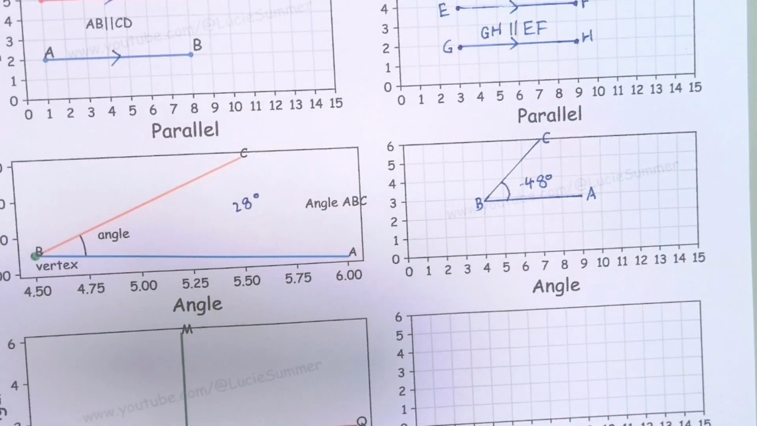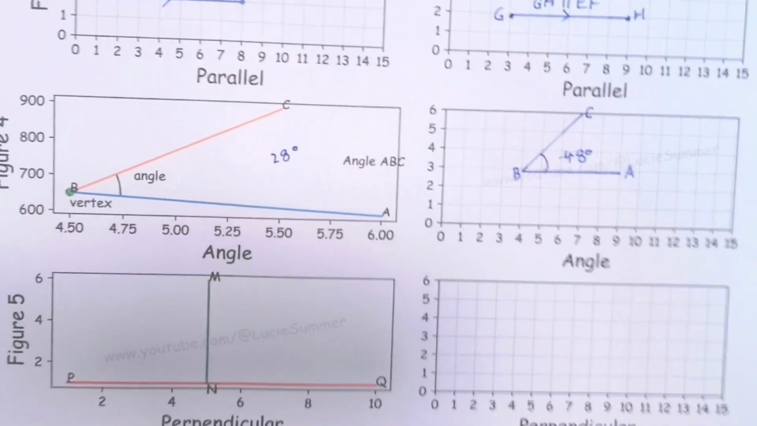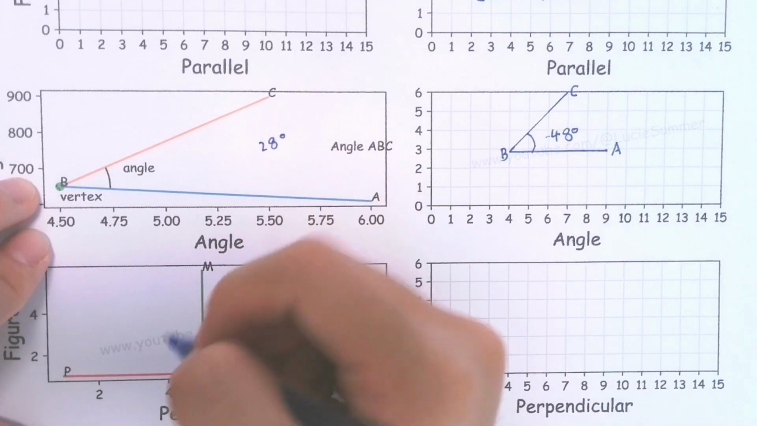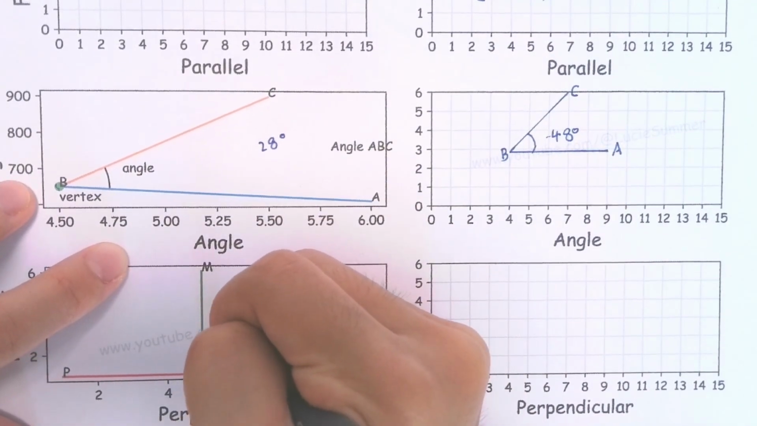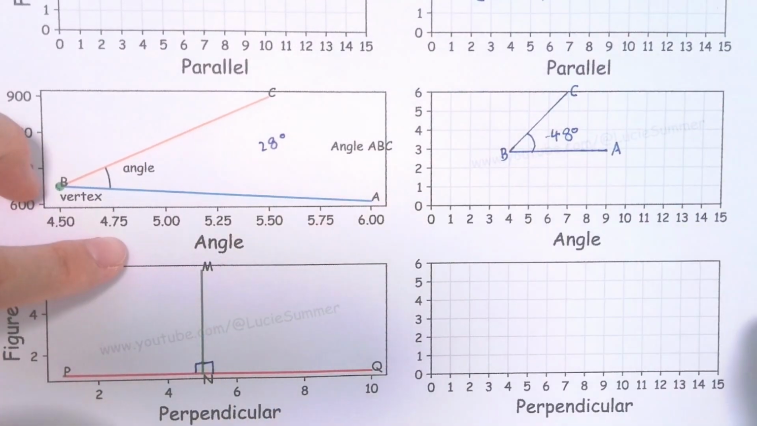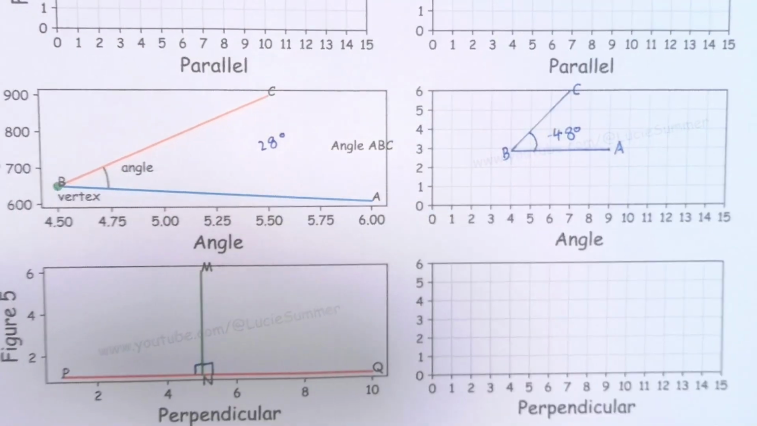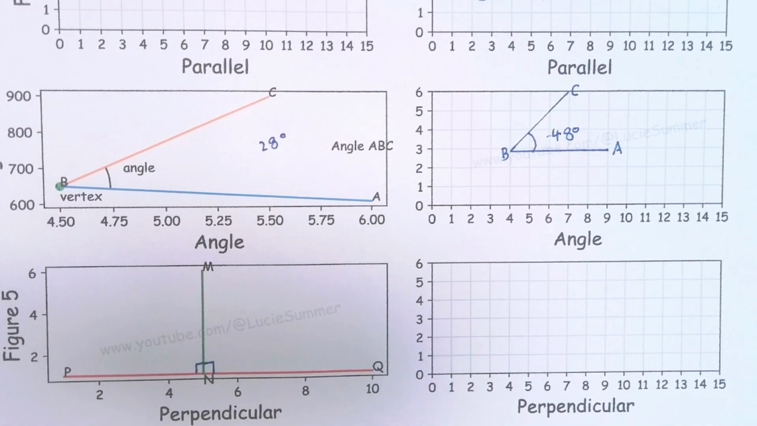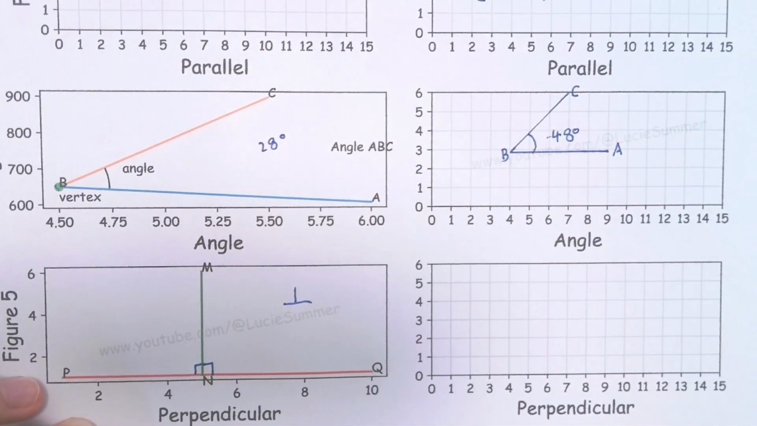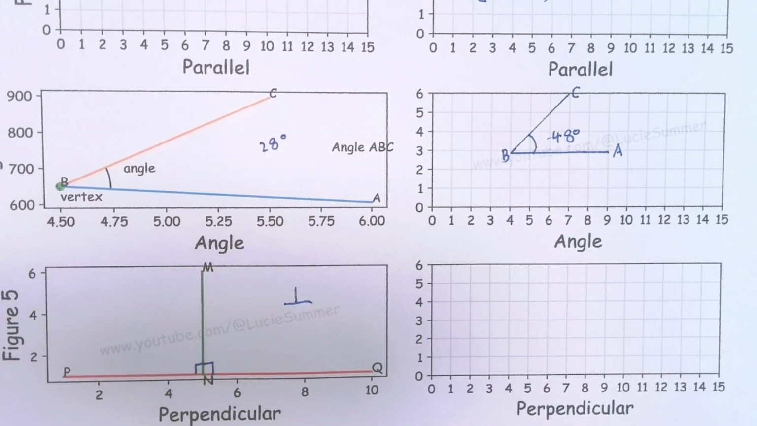Now, let's continue with figure 5. Perpendicular. When two lines meet at right angles, like this, they are perpendicular to each other. The symbol is used to show that the lines are perpendicular.